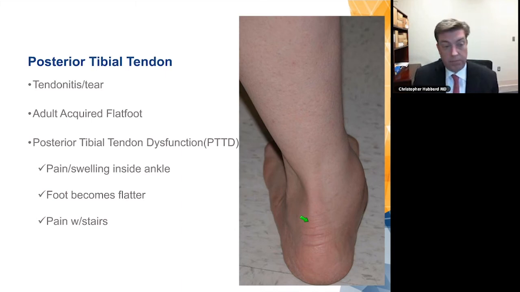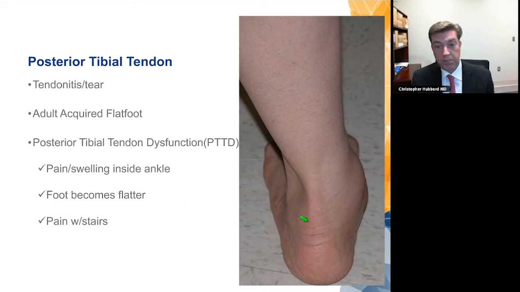Another significant problem we see is problems with the posterior tibial tendon. The posterior tibial tendon is responsible for holding up the arch of the foot, initiating the heel coming off the ground, and walking. We can see an inflammation, a partial tear, or even a complete rupture, but most of these are longitudinal tears that then stretch out and lead to a flattening of the foot.